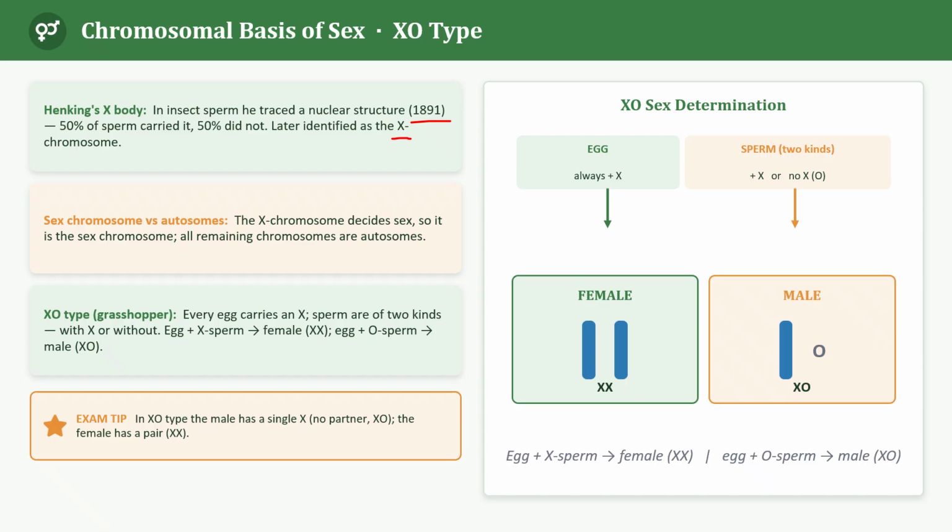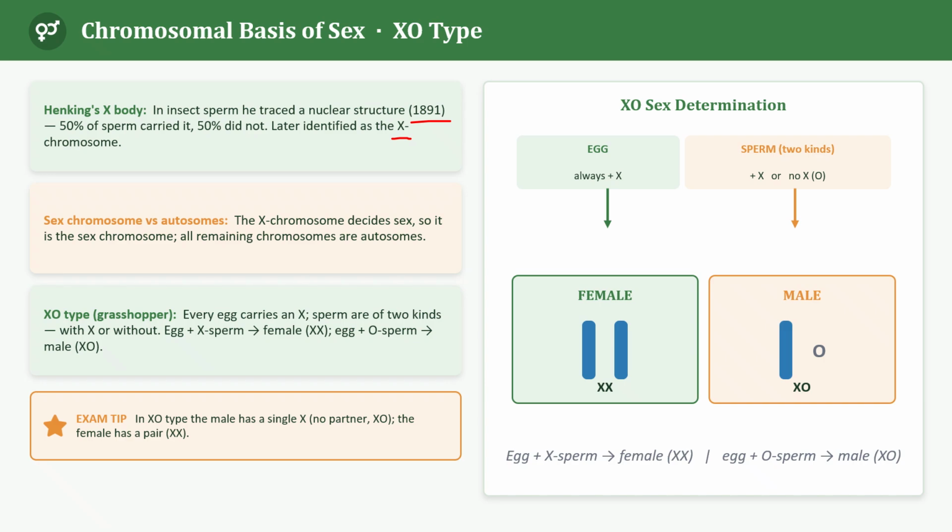Later scientists proved that this X body was actually a chromosome, which was named the X chromosome. So this discovery became the first clue that chromosomes determine sex. Next we are going to see autosomes and sex chromosomes.